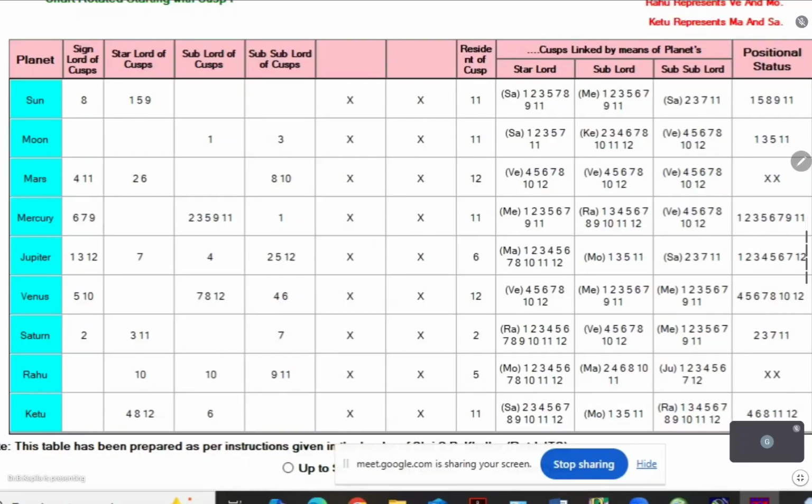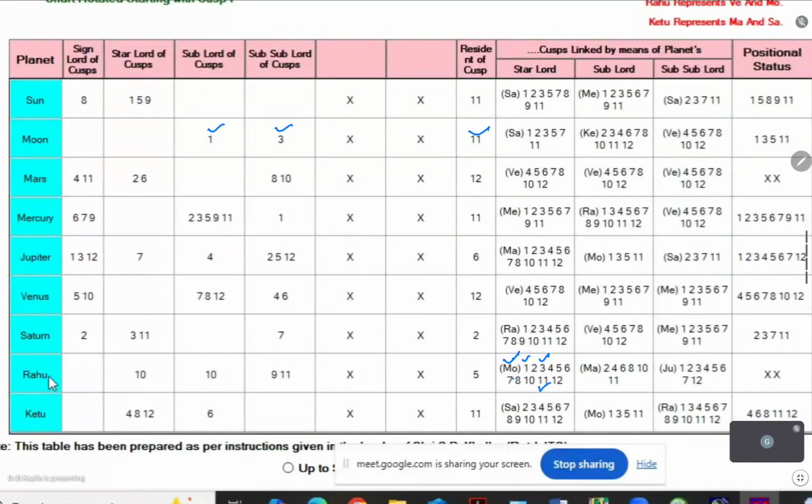Rahu does not have a PS, so it will give the result of its stellar status, that is, results through its star lord. And Rahu is in the star of Moon. Moon is 1, 3, and 11. So Rahu will give results of Moon, which are 1, 3, and 11. You write down three cusps: 1, 3, and 11.